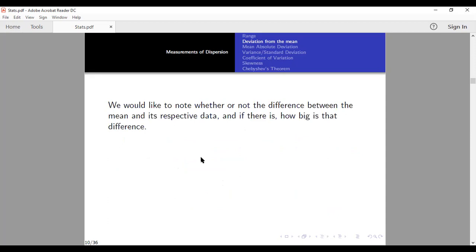Now we'd like to know the difference between the mean and the respective values of each data. What we want to know is, first of all, is there a difference between the values and the mean? Secondly, if there is a difference, how big of a difference are we talking about? Just because the values are big doesn't mean the difference from the mean is expected to be big as well. So let's look at it.